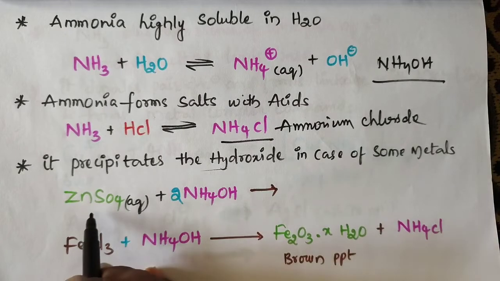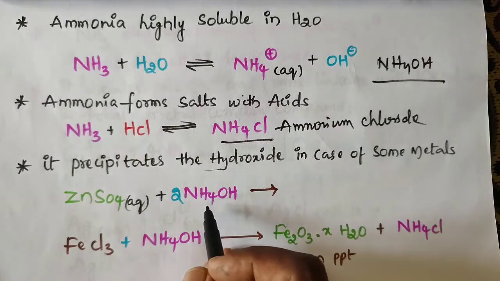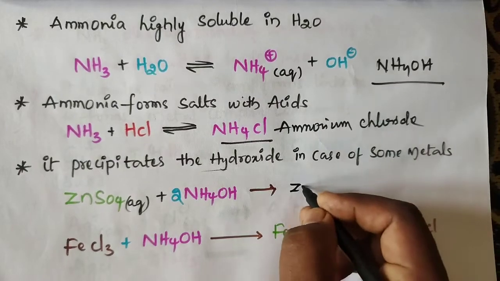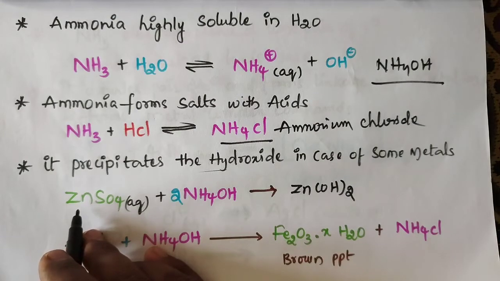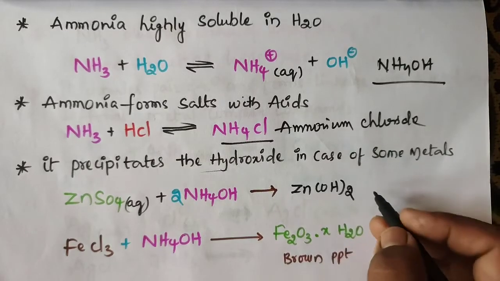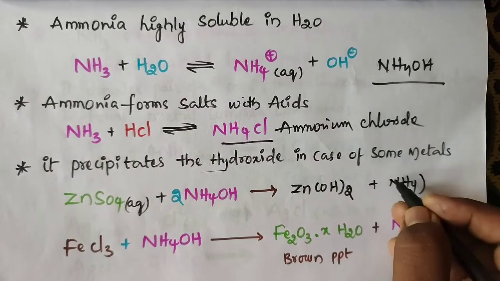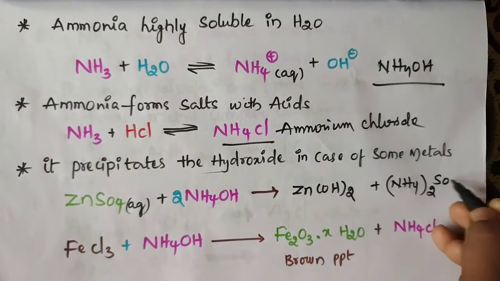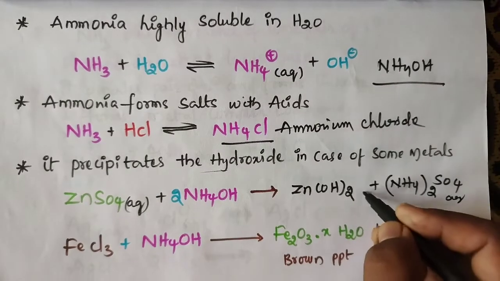In the case of some metals, for example, you take ZnSO4, zinc sulfate, and react it with ammonium hydroxide, an aqueous solution of ammonia. That means ammonium hydroxide, we get Zn(OH)2. Zinc plus 2 state is there, so we initiate Zn(OH)2, plus the remaining (NH4)2SO4. Okay, so this is an aqueous solution and this is a solid one.